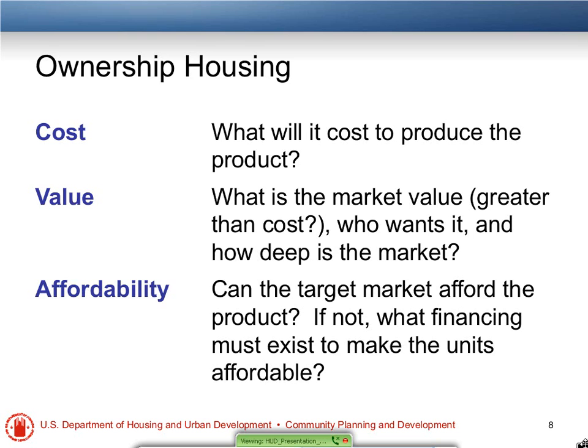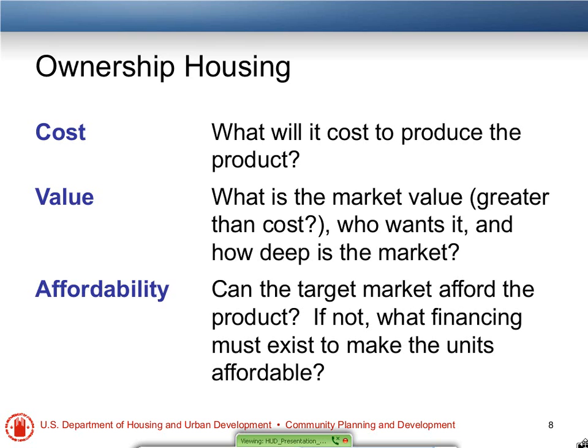The value of the house once it's produced is not determined by cost, but rather determined by the marketplace. The appraiser will determine what the house is worth in the market, and that changes depending on where you are in the country. Value may not be the same in one part of the country as it is in another.